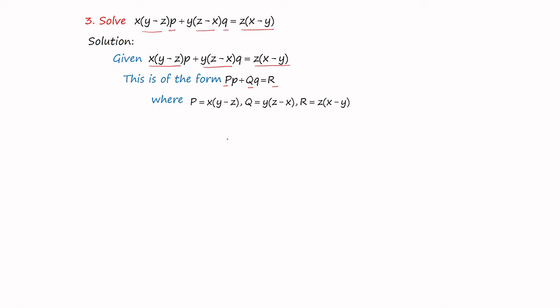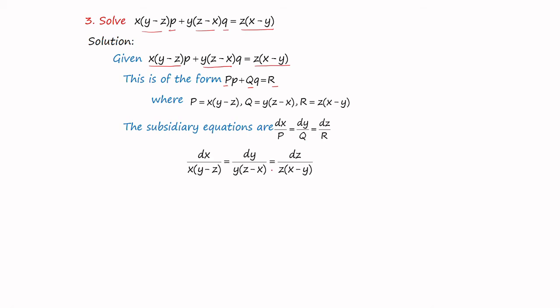Now you have to find the subsidiary equations or the auxiliary equations, both one and the same. So the subsidiary equations are dx by P is equal to dy by Q is equal to dz by R. Okay, now we have to substitute the values of P, Q, R here. dx by x into y minus z is equal to dy by y into z minus x is equal to dz by z into x minus y. Here number these as 1, 2 and 3.